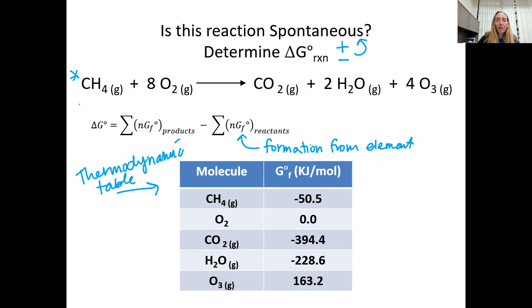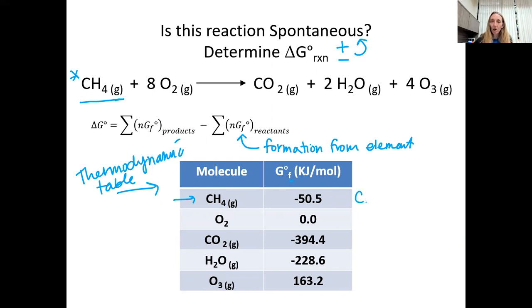And what I did is I went through and found every single reactant, and that includes the molecule and the state, so CH4 gas. And I looked up my G values, my delta G, it's sometimes called, or the G of formation. So what that tells me is this is the change in free energy that happens when this molecule is created from elements from the periodic table.